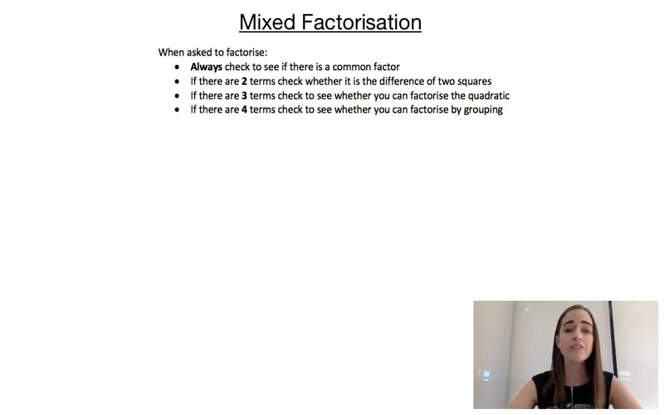So the first step is that you always want to check whether there's a common factor first. So if there is, you take that out first and then you continue down the list. If not, we're just going to move on. So if our expression has two terms, we're going to check to see whether it is the difference of two squares and we can factorize that way. If our expression has three terms, we're going to see if it's a quadratic and factorize using any of the methods that you've learnt, so maybe PSF method. And if there's four terms, we're going to have a look and see if we can factorize it by grouping.